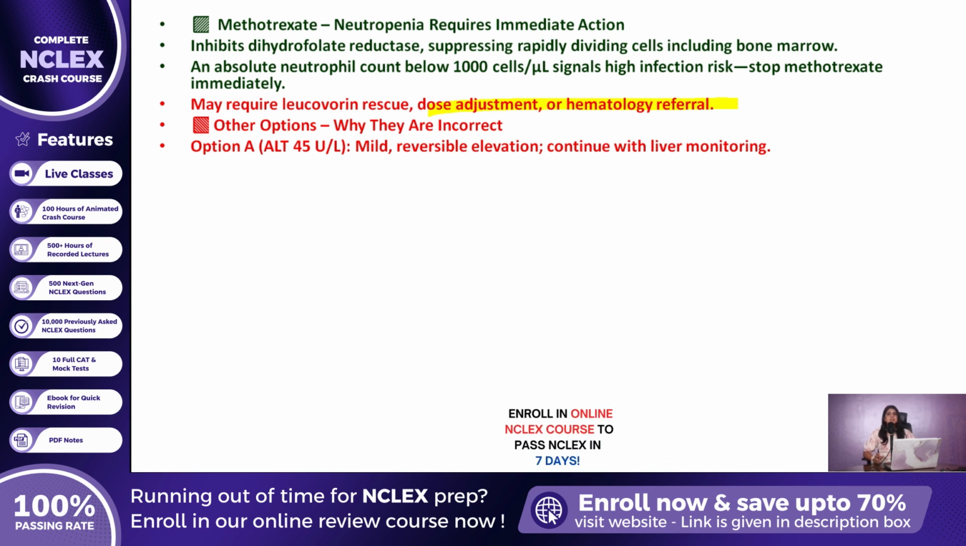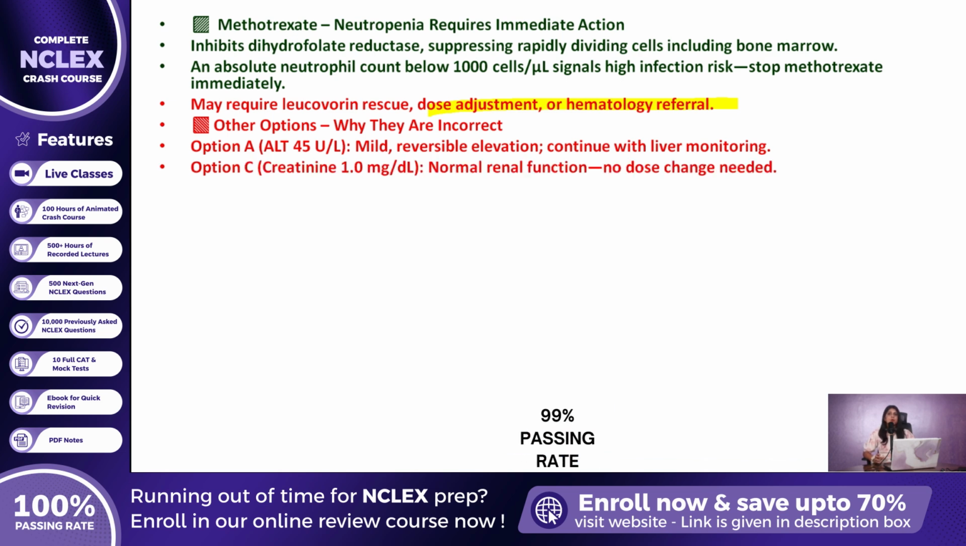Option C, a serum creatinine of 1.0 milligrams per deciliter, indicates preserved renal function, as dose modifications for methotrexate are generally required only when the estimated glomerular filtration rate falls below 60 milliliters per minute. Nevertheless, consistent monitoring of renal function remains essential, especially in older adults or clients taking other nephrotoxic medications.